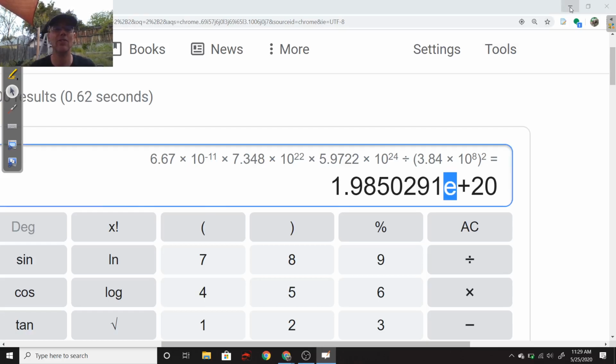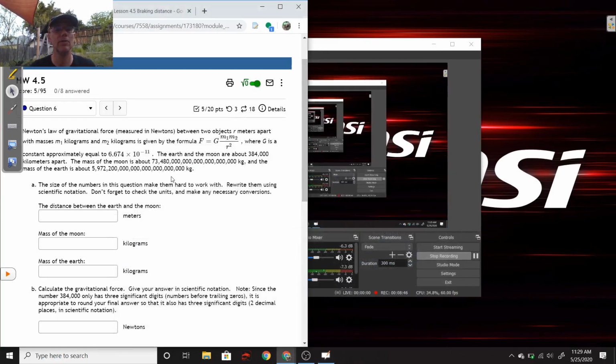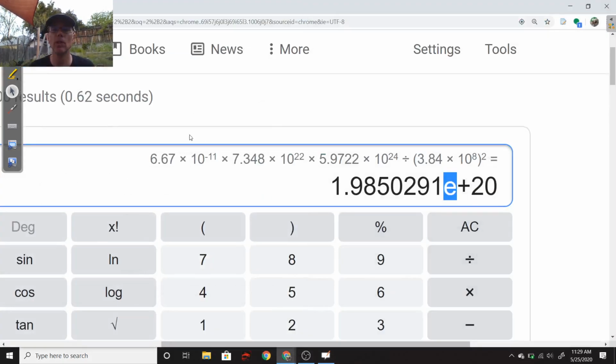7.348. Man, did I read that wrong? Where's that one? 7.348, and then 5.9722. Oops, where'd you go? 5.9722. Okay, so I just made one, and then 3.84. Yeah, I just made one typo over here. I missed that 4. I don't think that's going to matter much because that's in the 3rd place in here. But I probably should retype it to make sure.